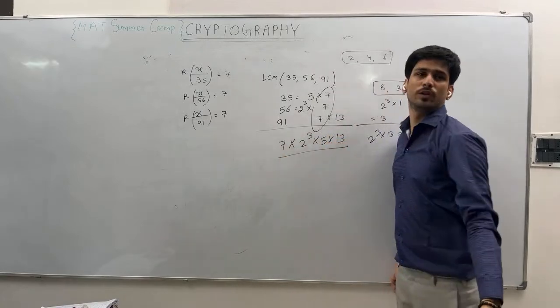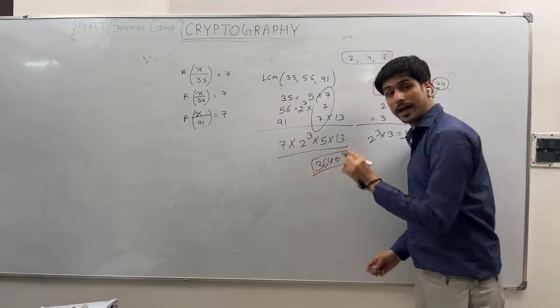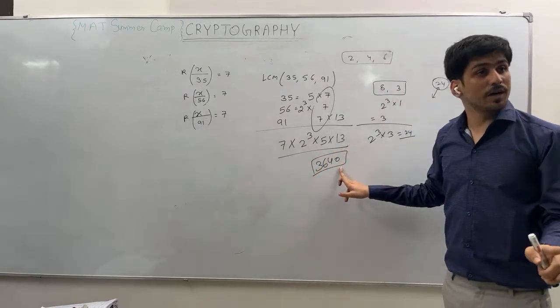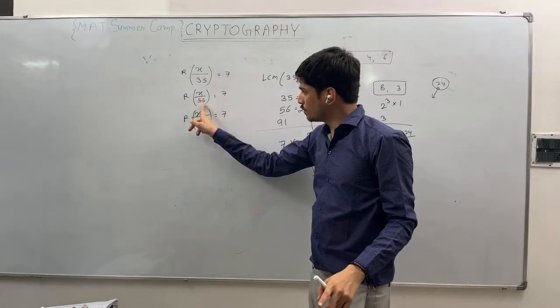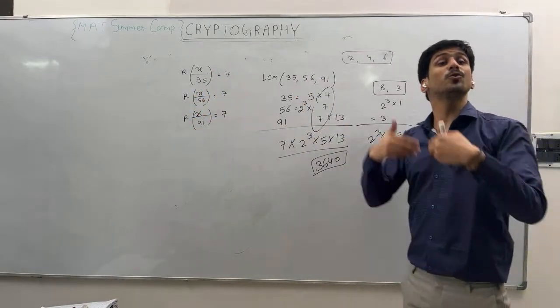So you have to multiply all of them. 3640, right? So this is the LCM. So I can say this is the least number which is reached by 35, 56, 91. But that is not our answer, because what we need, we have to add.